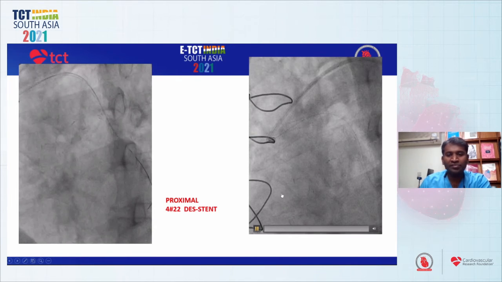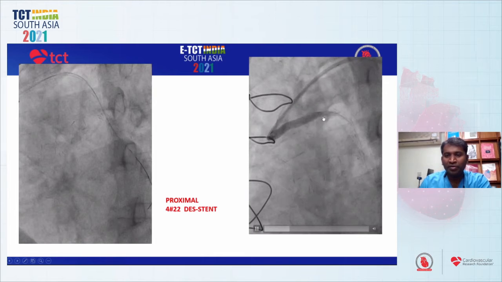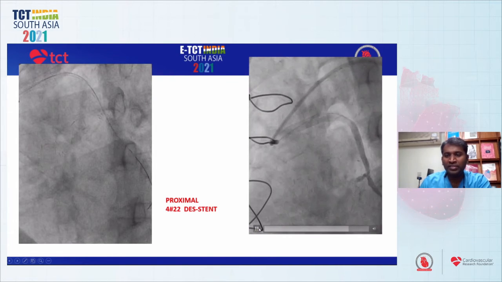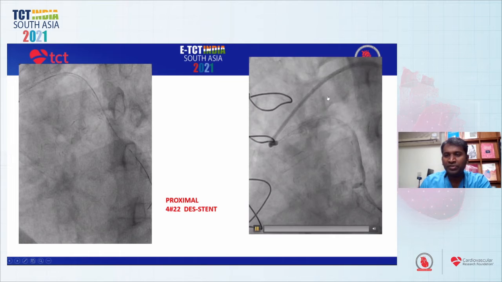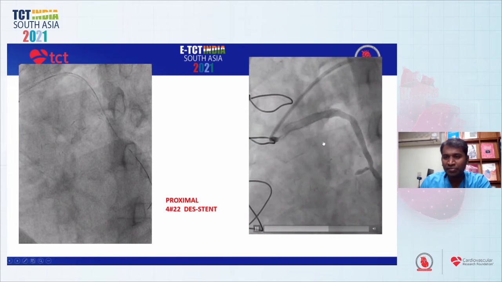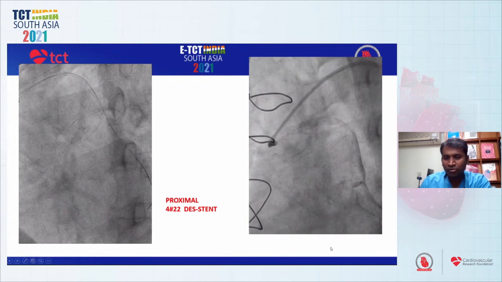For the proximal SVG-OM lesion, we deployed a 4 into 22 drug-eluting stent. After this, we were able to see haziness in the distal edge of this proximal stent, which was not shown previously.